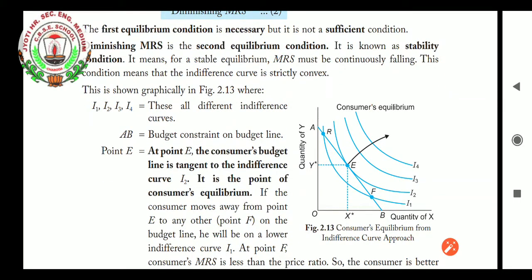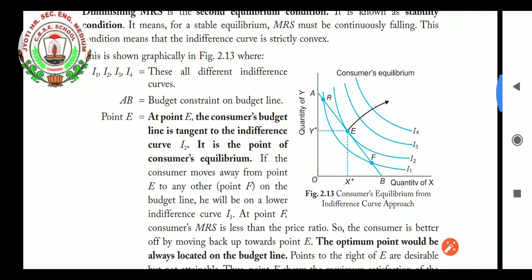This is shown graphically in figure 2.13 where I1, I2, I3 and I4 are the indifference curve map. We can see all these different indifference curves are there. These curves will not come at one situation. They are different curves made in different situations. AB equals the budget line, as we saw in the earlier figure also. Point E is the consumer equilibrium. At point E, the consumer's budget line is tangent to the indifference curve I2. It is the point of consumer equilibrium on indifference curve I2.